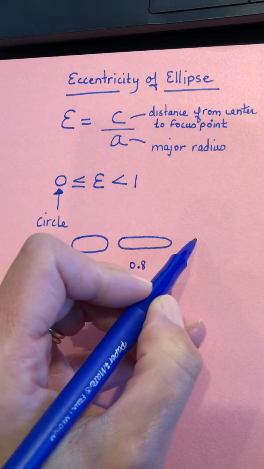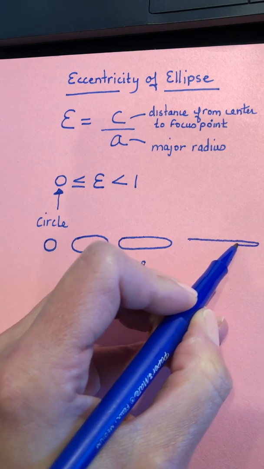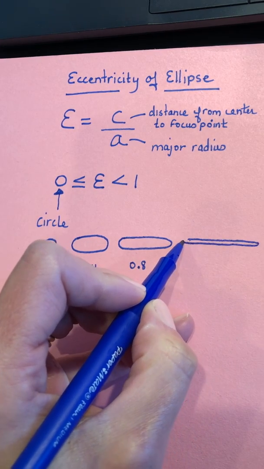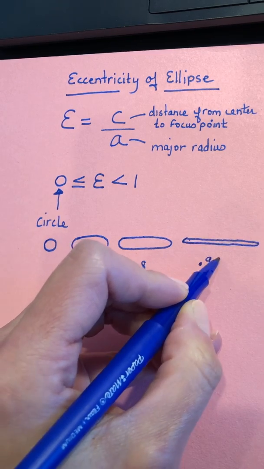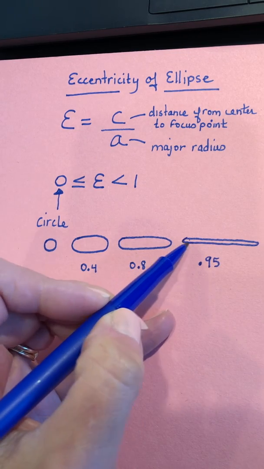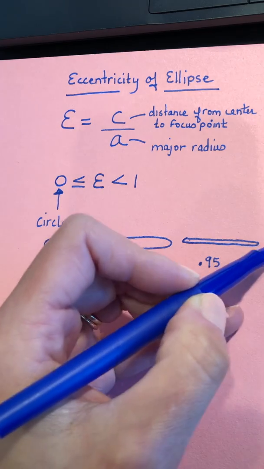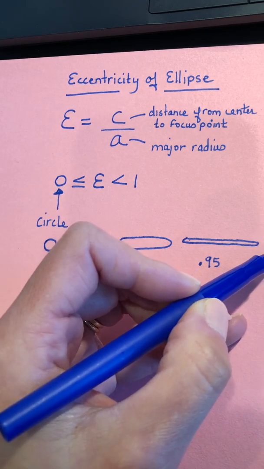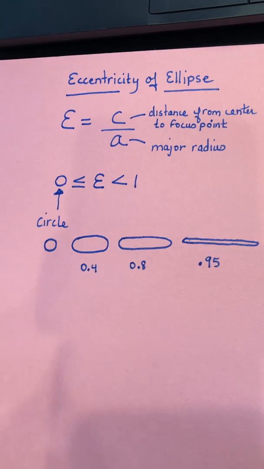And then finally, I could do something really crazy. I can make it look really, really weird, right? Make it a super thin ellipse like that. This would have an eccentricity of maybe 0.95. And as I got more and more eccentric, the ellipse would get more and more oval shaped, and it would almost start to look like a straight line. Once it got to be 1, I'd no longer have an ellipse because I would have a straight line.